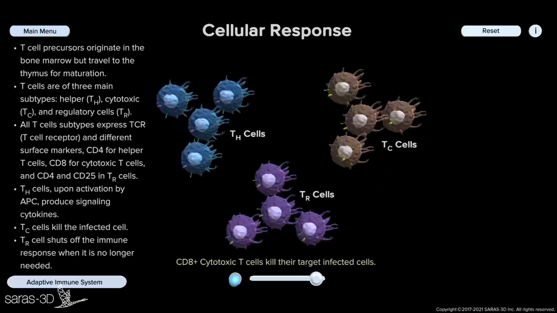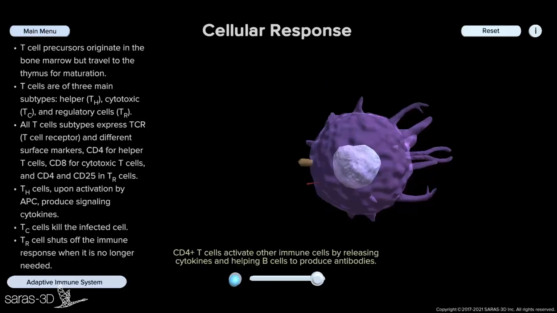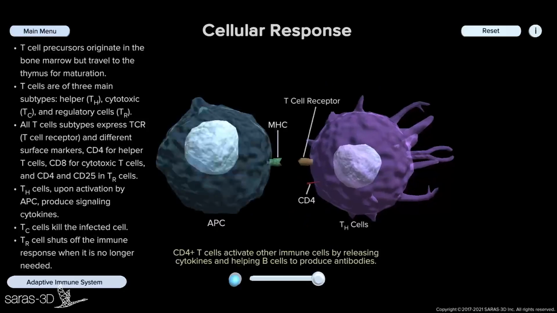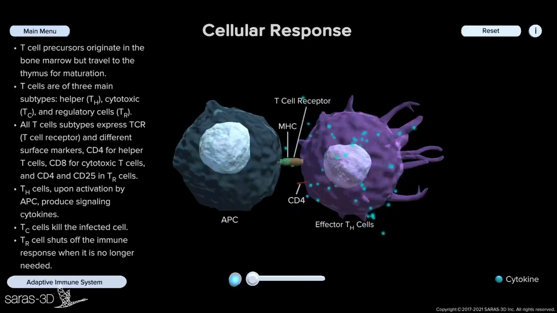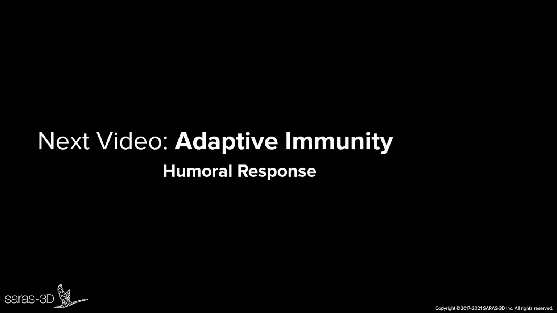On the other hand, CD4 T cells proliferate and become T helper cells. Upon activation, they release cytokines and activate B cells, T cells, and macrophages. The T helper cells also present antigens to CD8 T cells. So that's all for the cellular response. In the next video, we are going to see the next component of adaptive immunity, that is the humoral response.